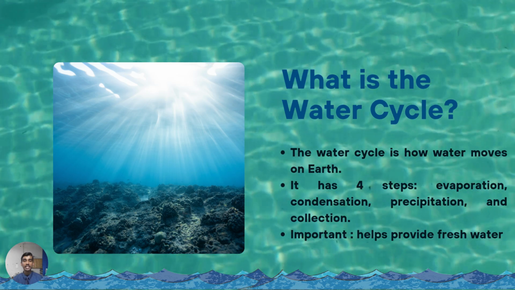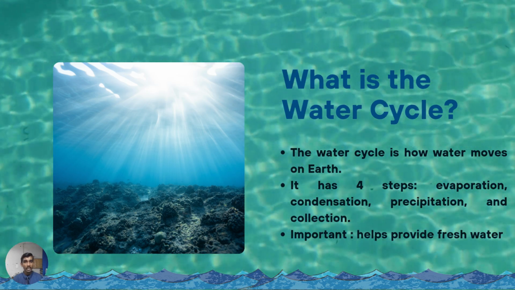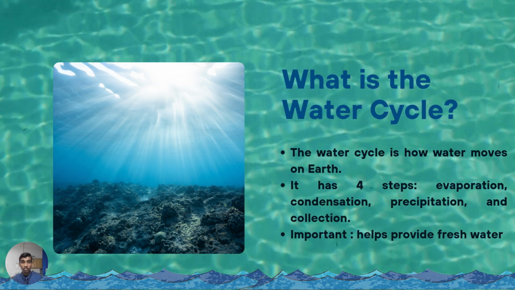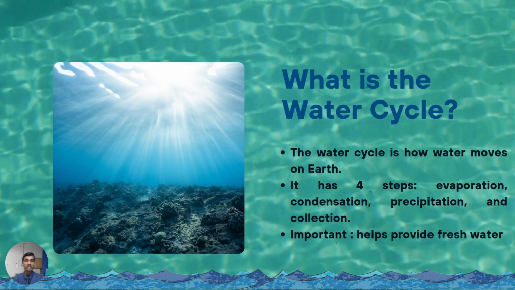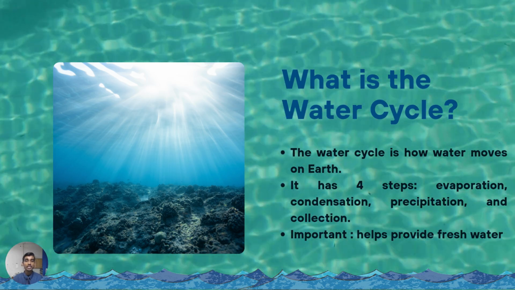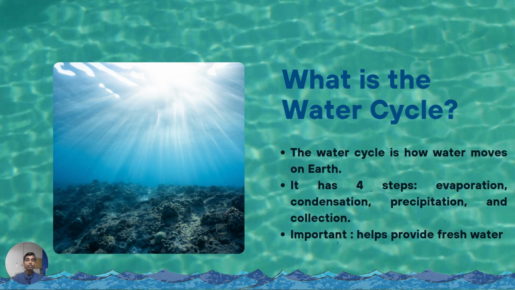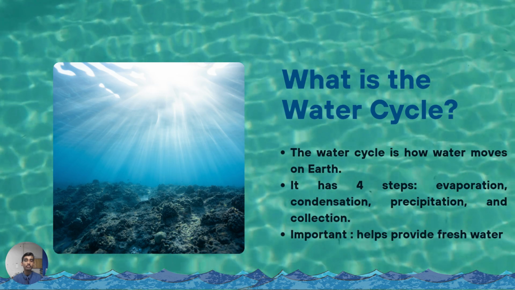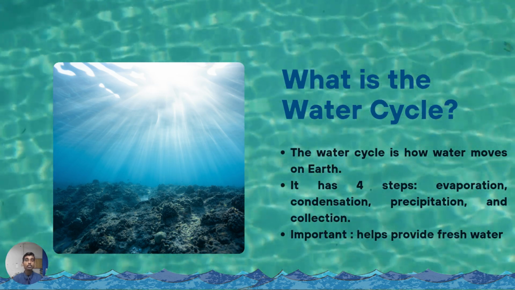Because the water cycle gives fresh water for us to drink, for plants to grow, for animals to live, and for cleaning our surroundings. If the water cycle is broken, we can get problems like drought and flood. So this topic is very important for everyone to understand.